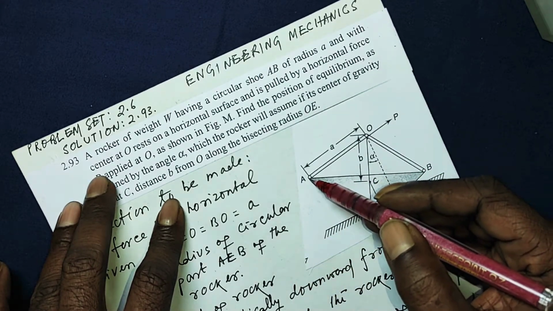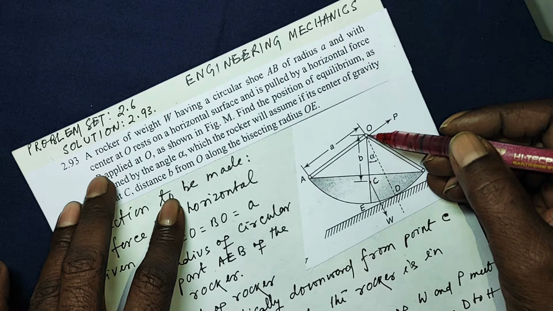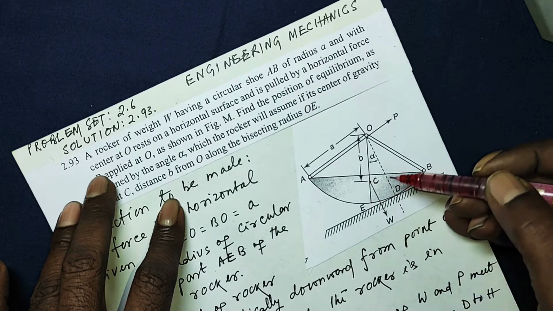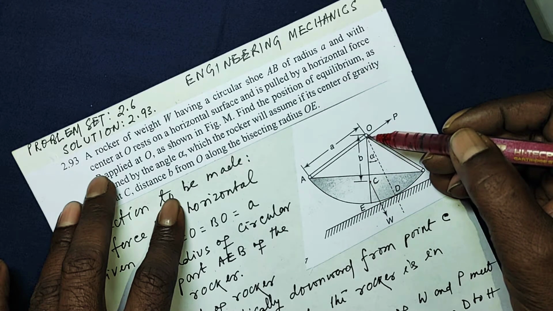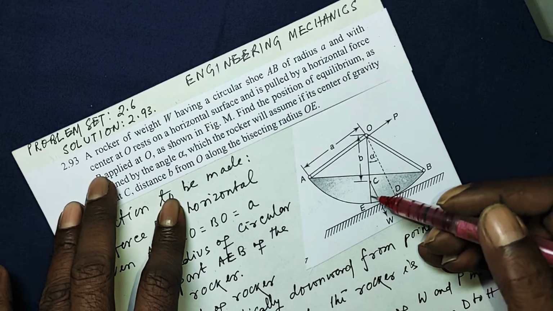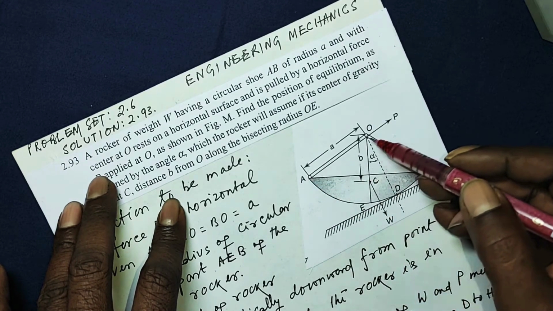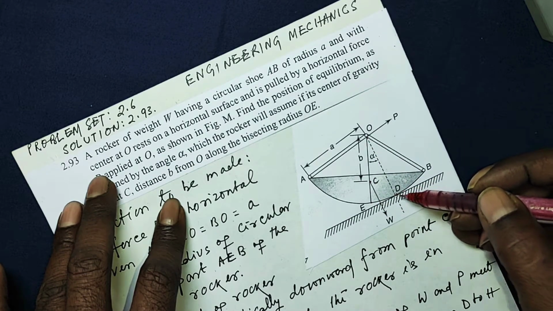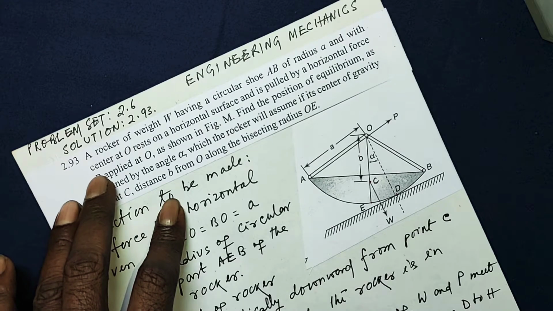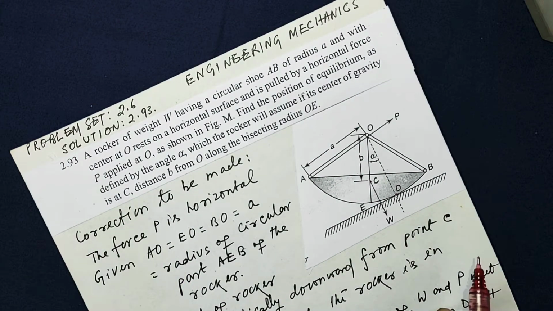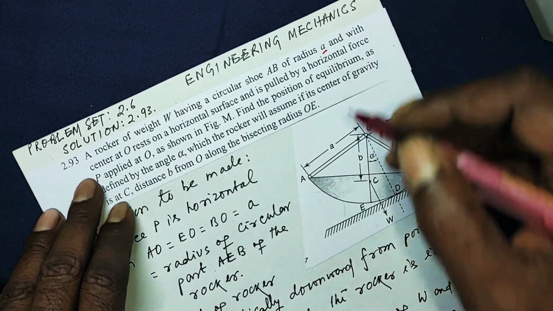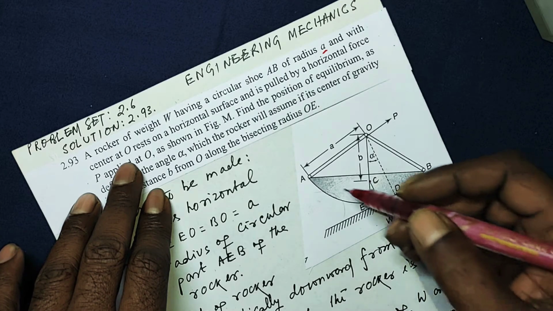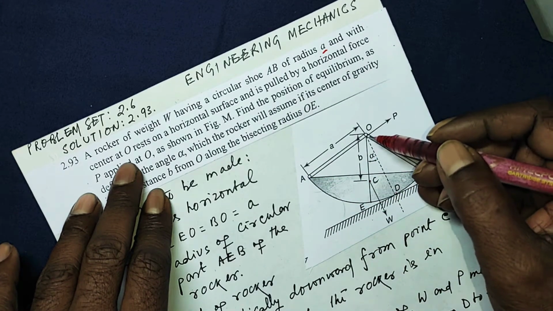So the radius from A to O is equal to from O to B is equal to from O to E, and is also equal to from O to D. All these lengths are equal. The length AO is equal to length BO is equal to length EO is equal to length DO. All are equal to the radius and equal to small a. And with a center at O, this rocker has a center O.